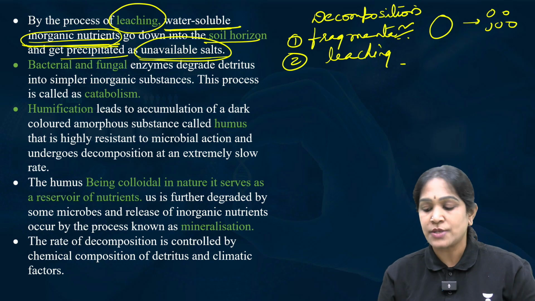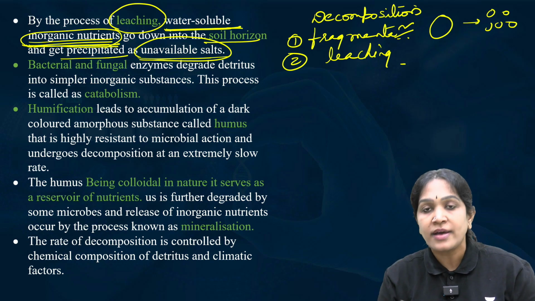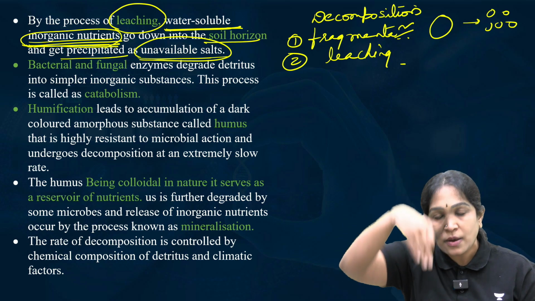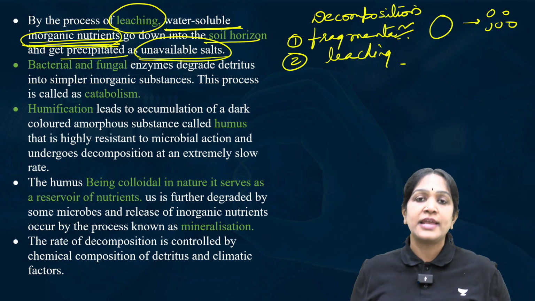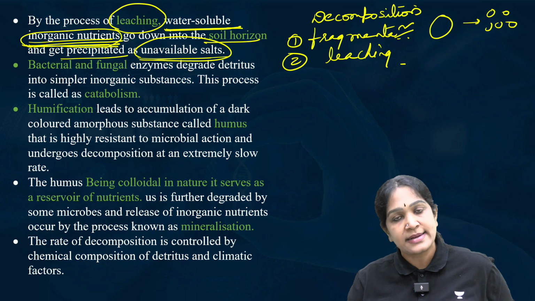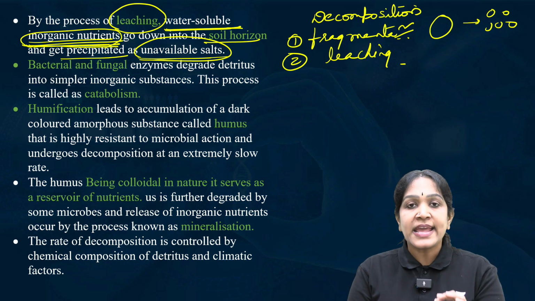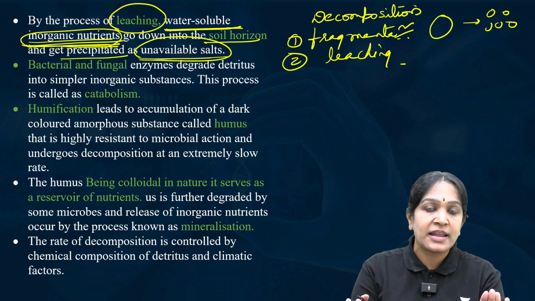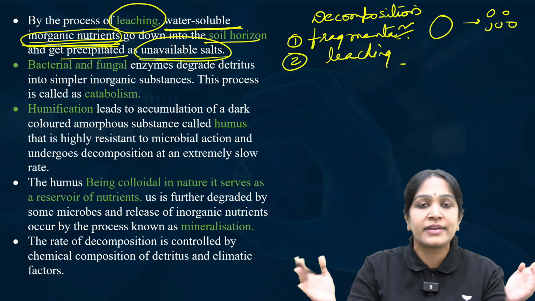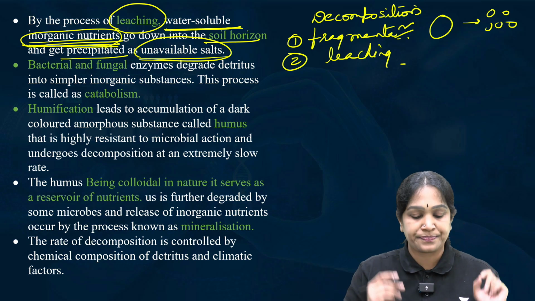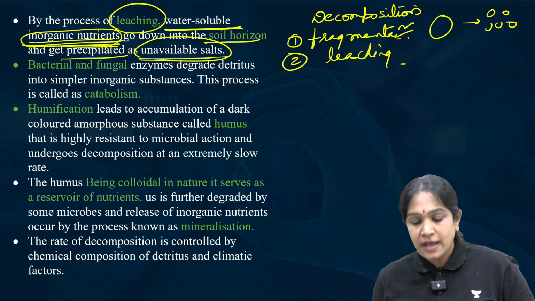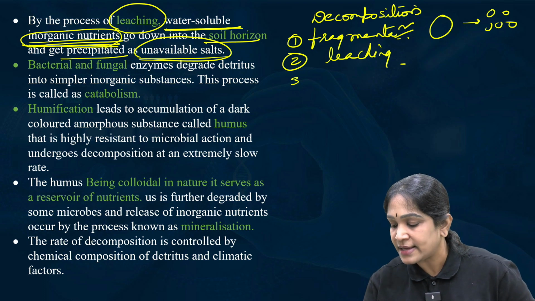So this process of water soluble inorganic material dripping down into the deeper soil horizons is called leaching. So the leached material is not available for the decomposers or any other organisms. The third step in the decomposition is called catabolism.